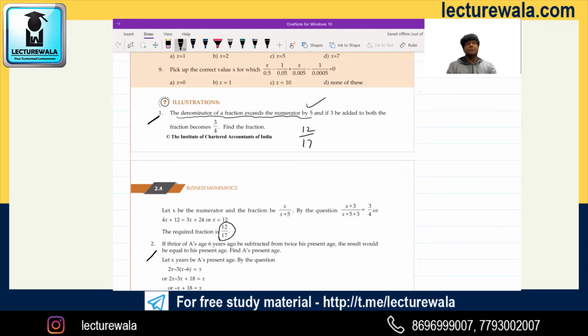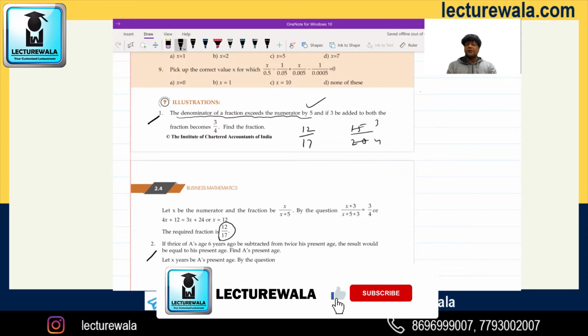First condition satisfied. Second, 3 is added to both. If you add 3 to both, the numerator will be 15 and the denominator 17 plus 3 is 20. The question says the fraction becomes 3 by 4. Check: 5 threes are 15, 5 fours are 20. Yes, 3 by 4. So this satisfies the condition. This is the answer.